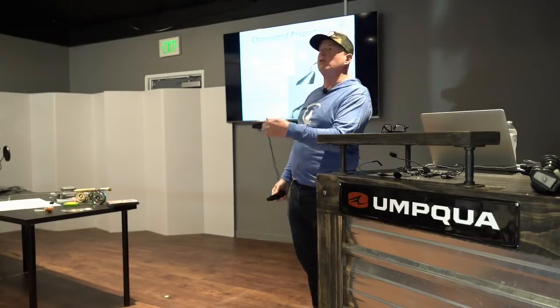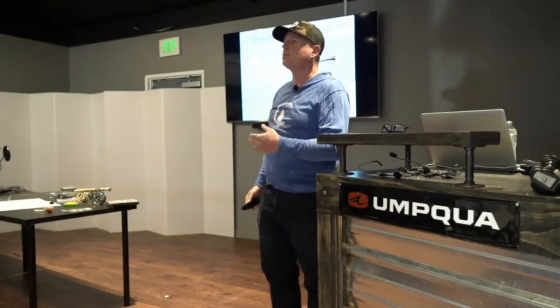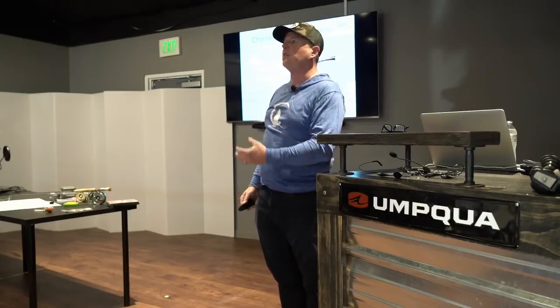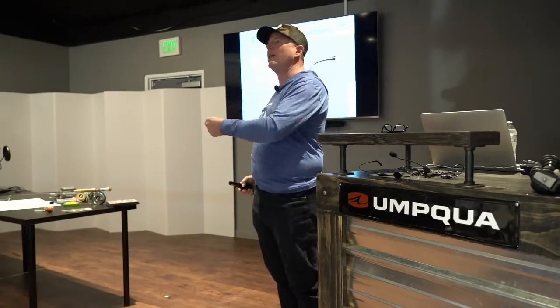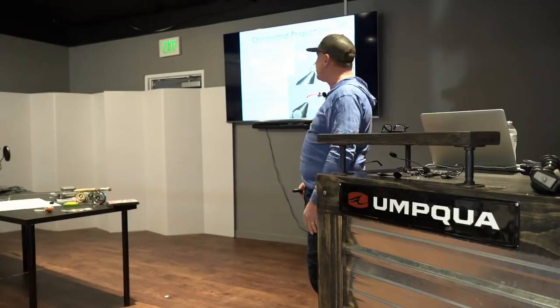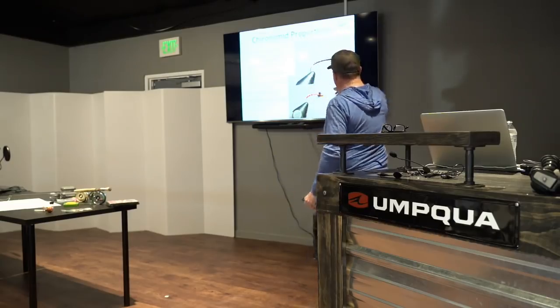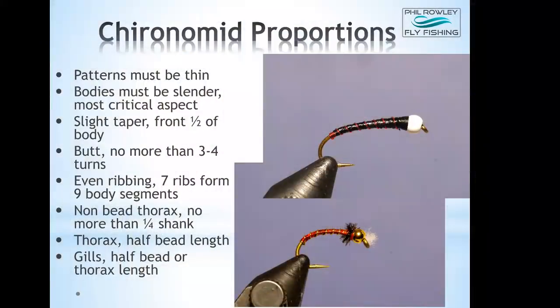The target when you rib is to get 7 ribs for 9 sections. There are some tyers I know that are fastidious about that. I don't think fish can count. I would just get into a nice open spiral and go with it. If fish can count, we're not catching that one anyway. Right? If they can count these ribs, how come they can't see this thing, which we're thankful for? If we're using a non-bead-headed thorax, we try to keep it about 1/4 of the shank.